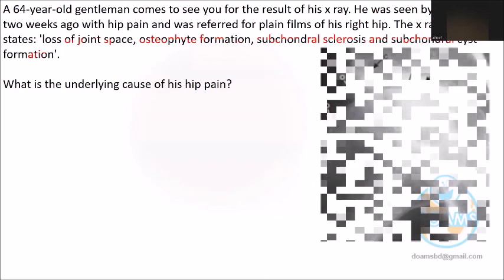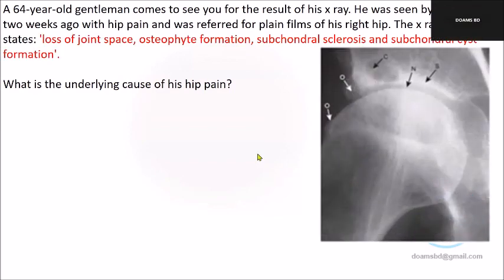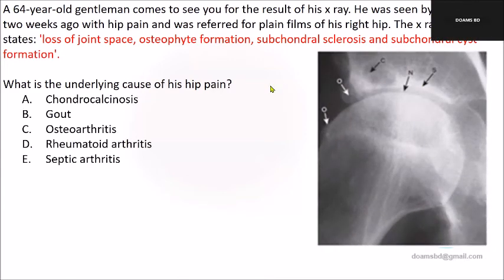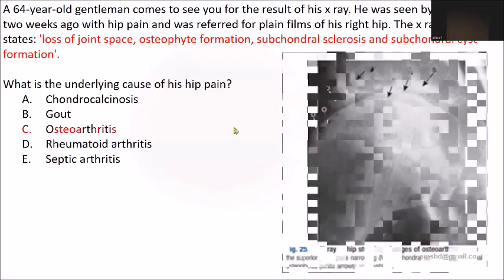I think almost all of you know the diagnosis. Cause means the disease. What disease? Osteoarthritis. That means they are describing this X-ray, right? Almost all features are here. Dr. Atif, be connected. Yes sir, this is the X-ray. So what is the diagnosis? I think it's osteoarthritis.